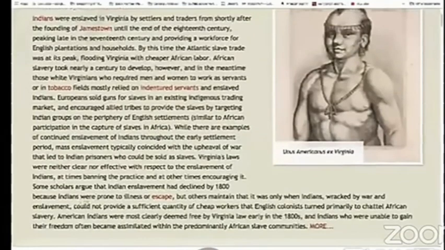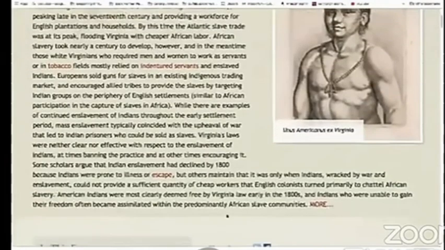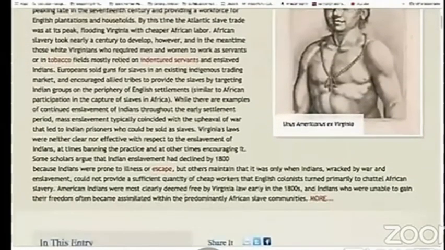Some scholars argued that Indian enslavement had declined by 1800 because Indians were prone to illness or escape, but others maintained that it was only when Indians, racked by war and enslavement, could not provide sufficient quantity of cheap workers that English colonists turned primarily to chattel African slavery. American Indians were most clearly deemed free by Virginia law early in the 1800s, and Indians who were unable to gain their freedom often became assimilated within the predominantly African slave communities.